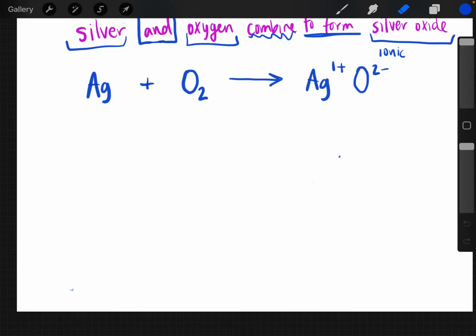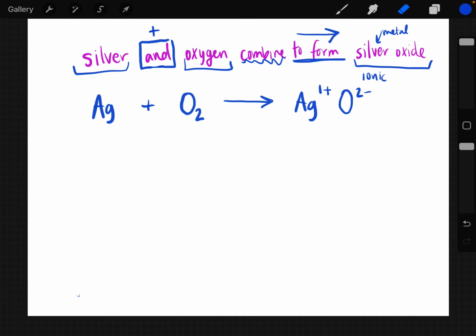The reason why is because oxygen has 6 valence electrons, so it just needs to steal 2 electrons to have that perfect octet. And so therefore it will have a 2 minus charge. What's going to happen is that this 2 is going to come down here, this 1's going to come down here, and so this really becomes Ag2. Sorry, I didn't think that through. Ag2O.